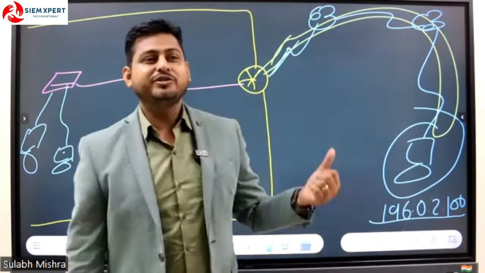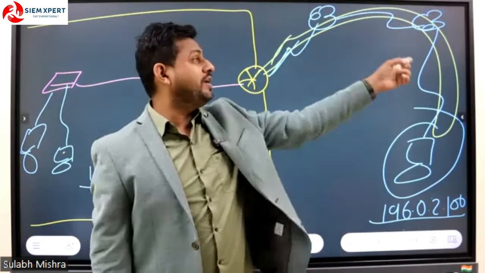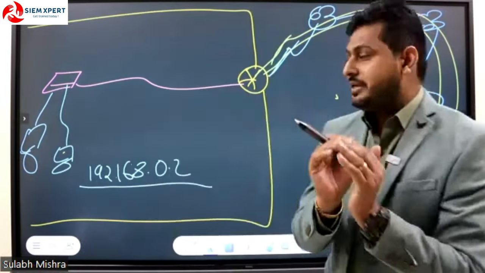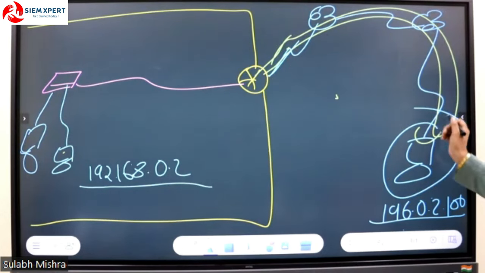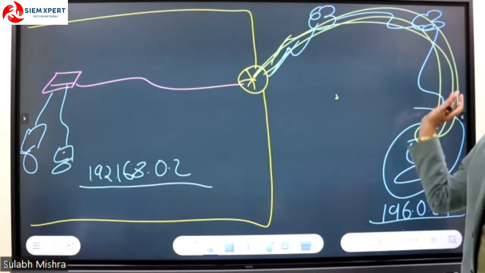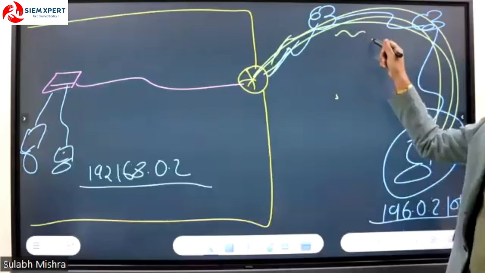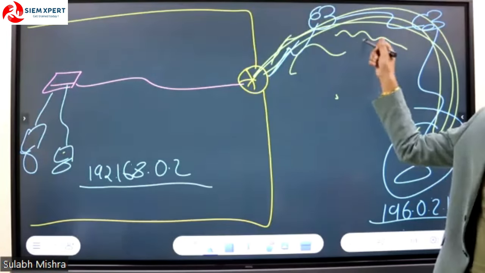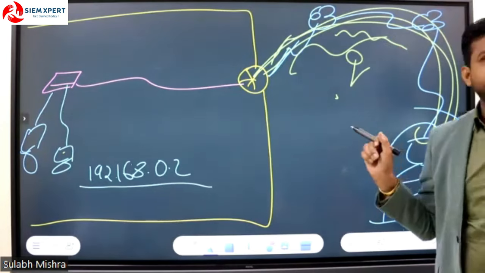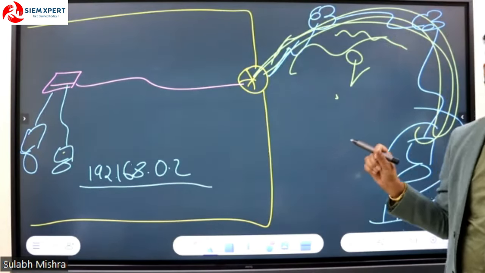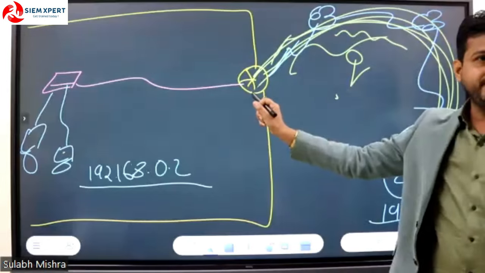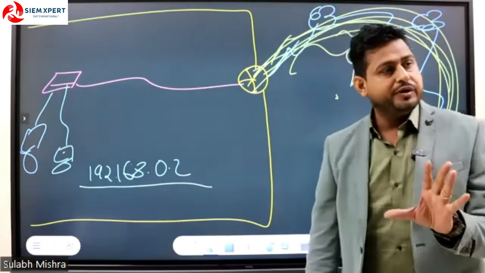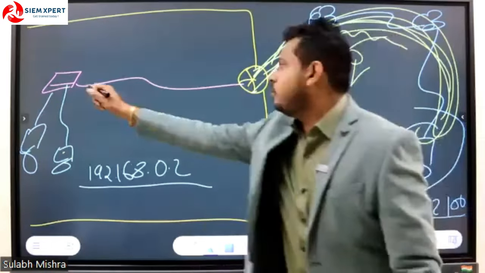So VPN also creates a tunnel. Over the public network, it will create a private tunnel. Private tunnel means whatever data communication happens, it will get encrypted. First thing, whatever communication happens, it will get encrypted. A man in the middle cannot see what communication is happening. Second thing is, over the public network, it will create a private tunnel and you will get a private IP. Virtually, you will move from this location to this location.